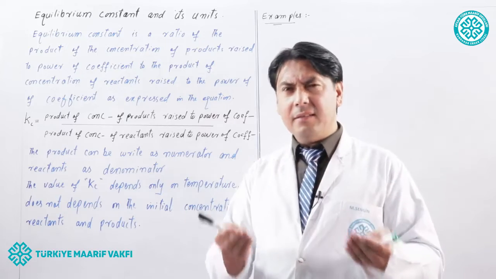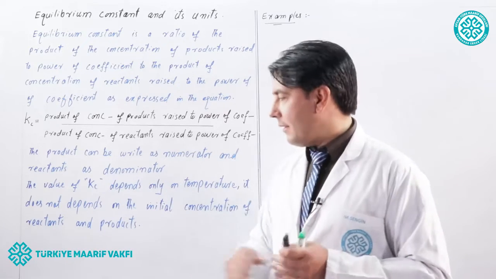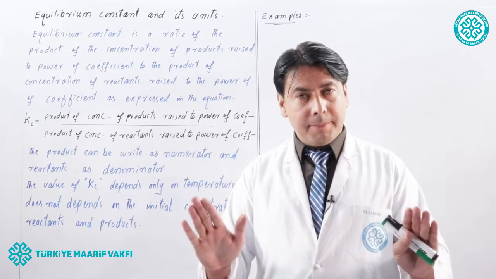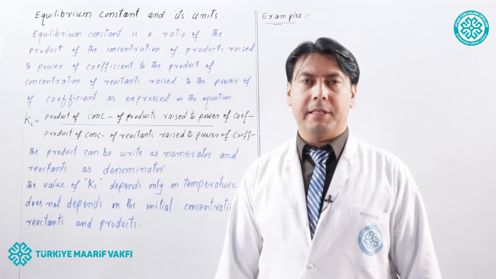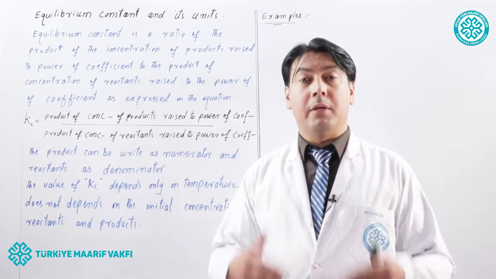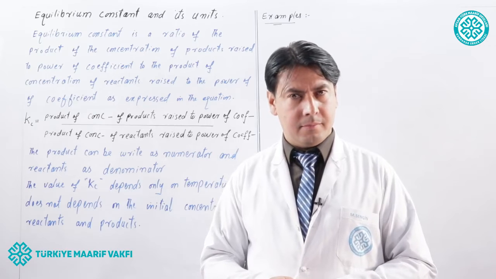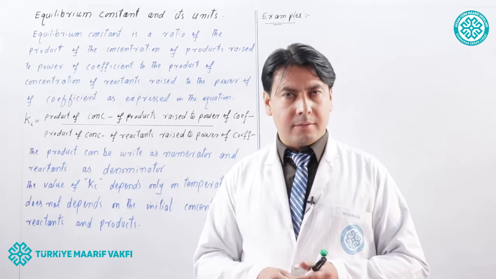But it does not depend on the initial concentration of reactants and products. The value of Kc is independent of the initial concentration of reactants and products. So, for this purpose, what will be the unit of Kc? And how will we express the equilibrium constant?